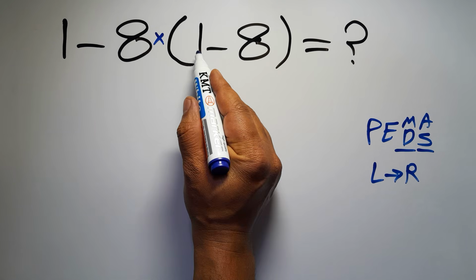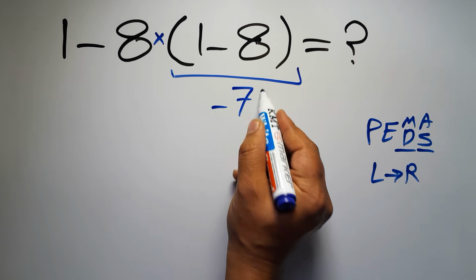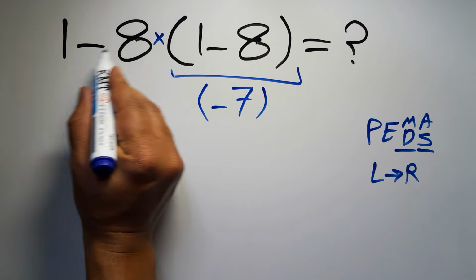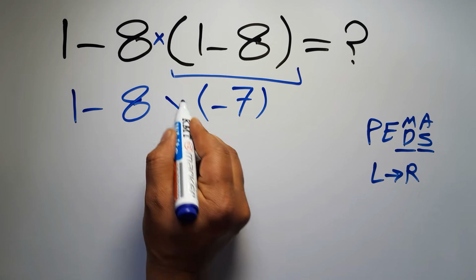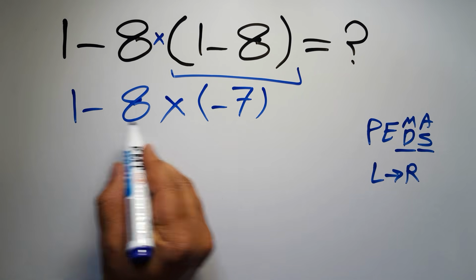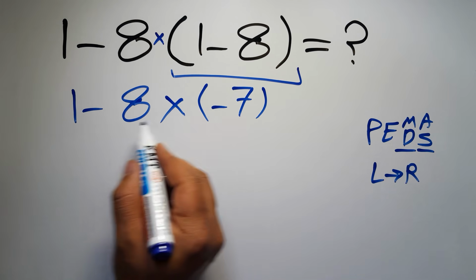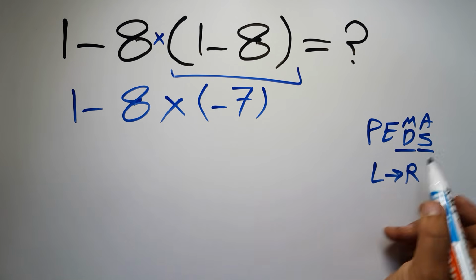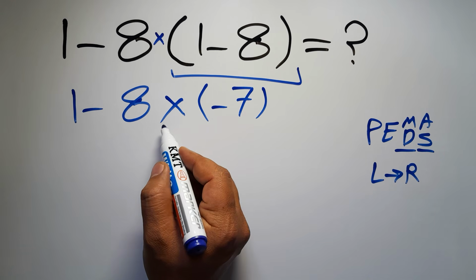Inside this parentheses, we have 1 minus 8, which equals negative 7. So 1 minus 8, then times negative 7. Now we have one subtraction and one multiplication. According to PEMDAS, multiplication has higher priority than subtraction because multiplication comes before subtraction. So here first we have to do this multiplication.